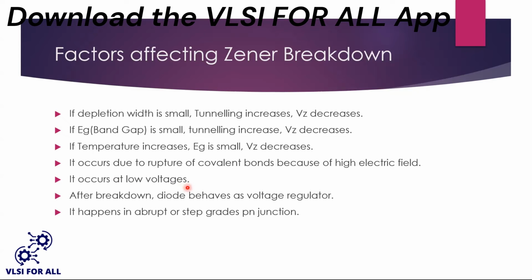As I said earlier, it occurs at high volts. Basically, if the depletion width is small or the band gap is small, or if you increase the temperature, that 5 volts may become 4 volts also. After breakdown, the diode behaves as a voltage regulator. I'll show the circuit in the next slide.